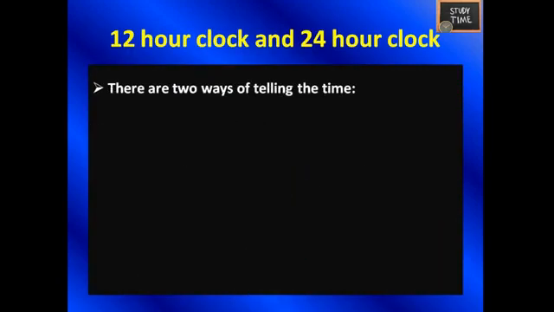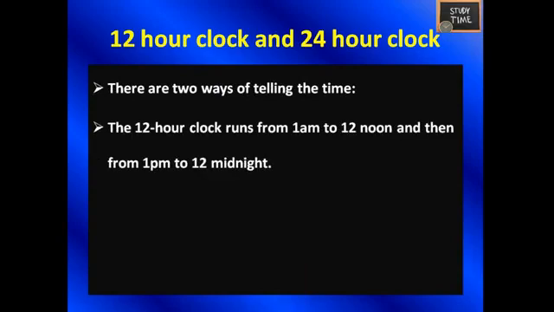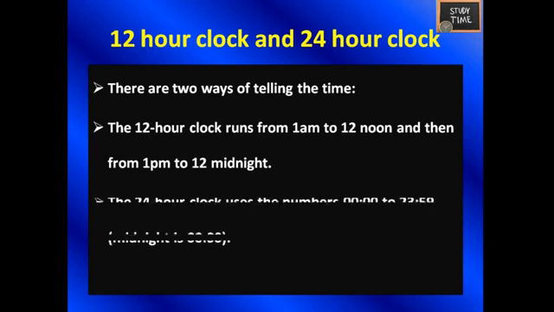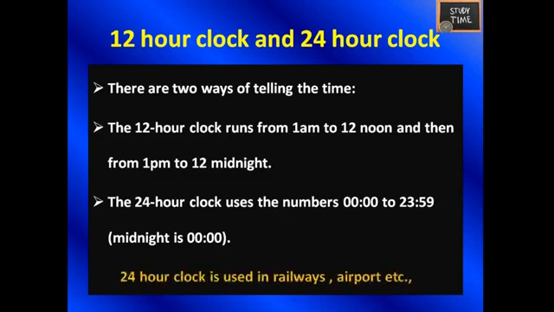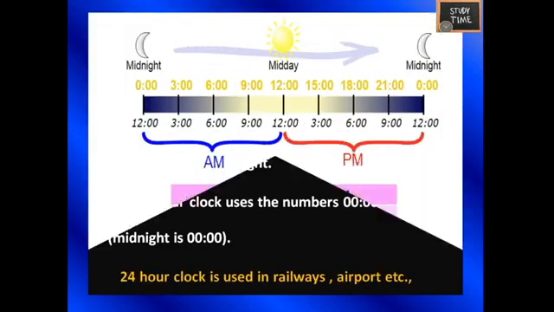Next is the 12-hour clock and 24-hour clock. There are two ways of telling the time. One is the 12-hour clock and the other is the 24-hour clock. The 12-hour clock runs from 1 to 12 noon and then from 1 p.m. to 12 midnight. The 24-hour clock uses the numbers 0 to 23:59. Midnight is 00. The 24-hour clock is used in railways, airports, etc.